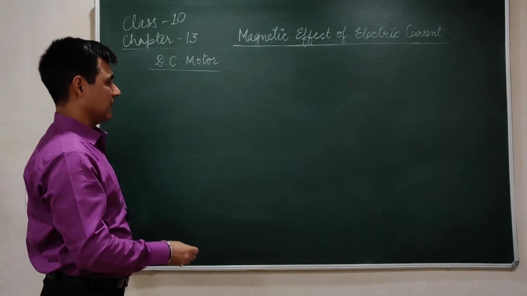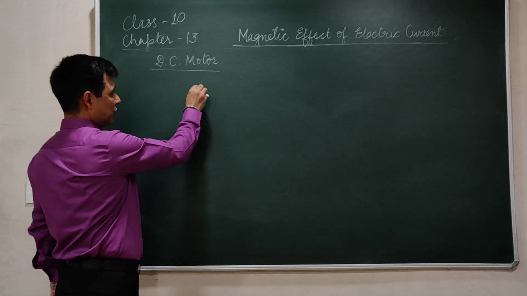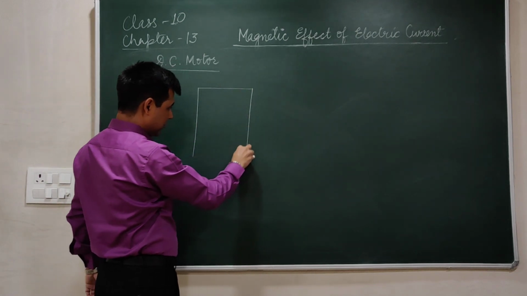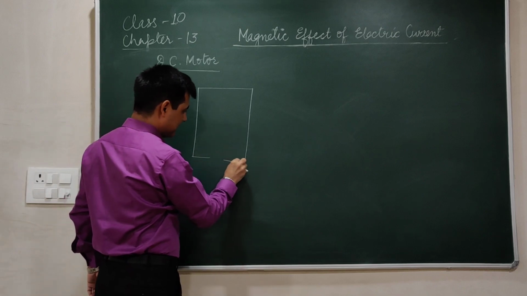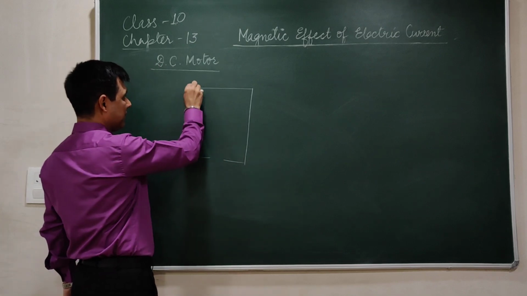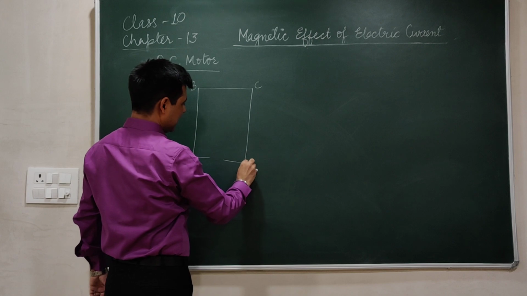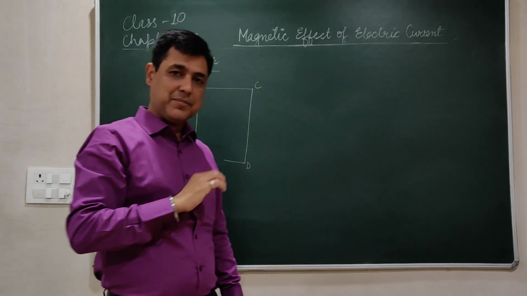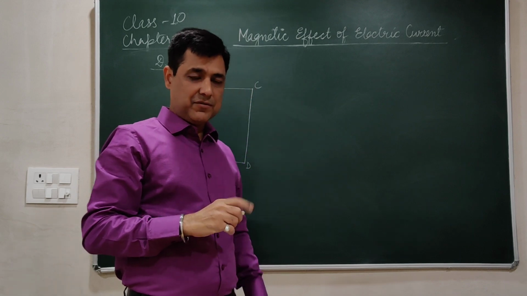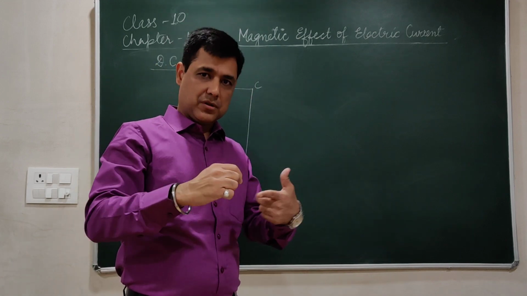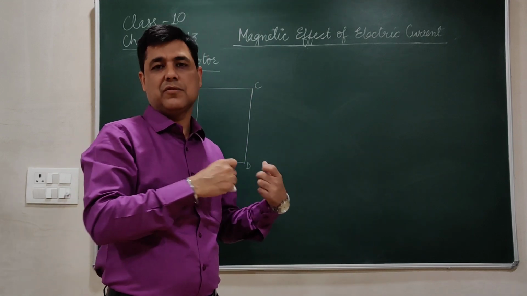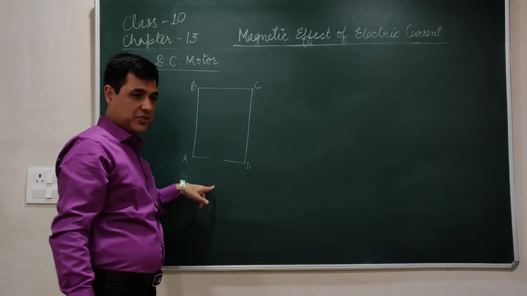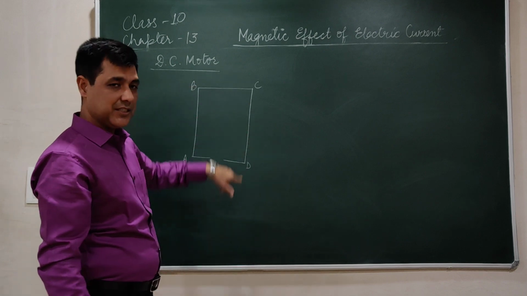Now the construction, that is very important. So construction, I am just making it in the way that we can understand it. So this is a rectangular coil, we can give it a name A, B, C, D. This rectangular coil is made up of insulated copper wire which is wrapped on a core material, then it makes a form of rectangular coil. That's called an armature coil. I have given it a name ABCD.